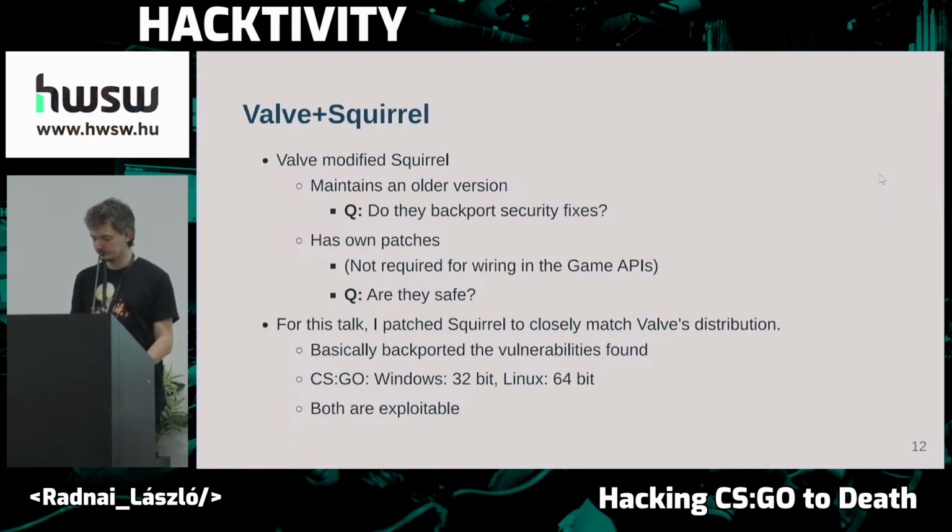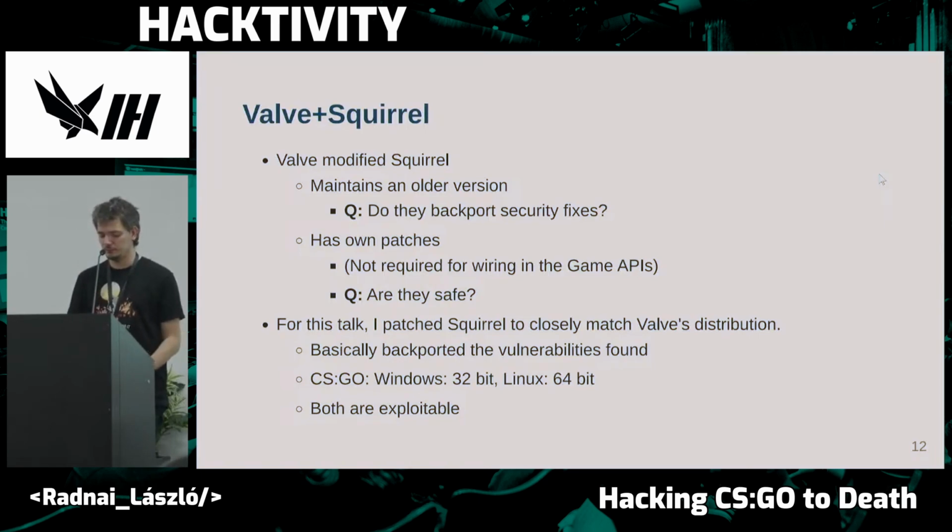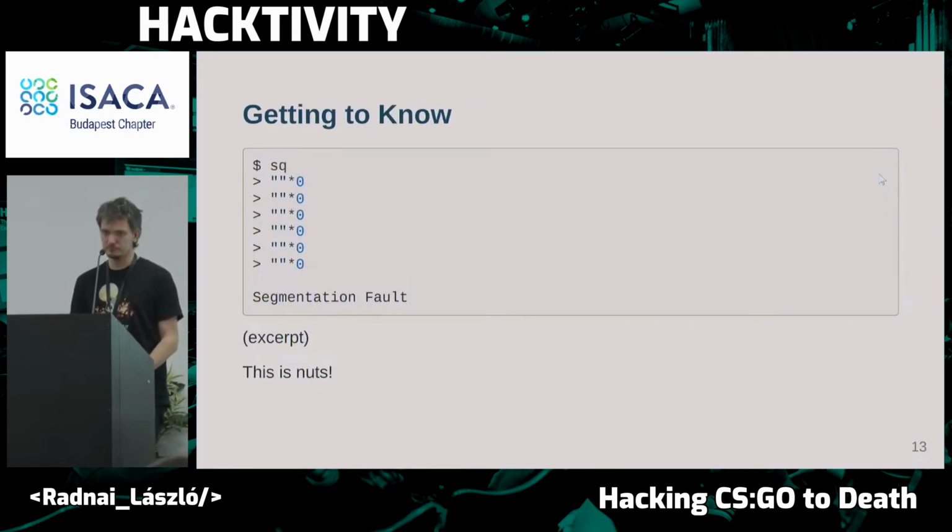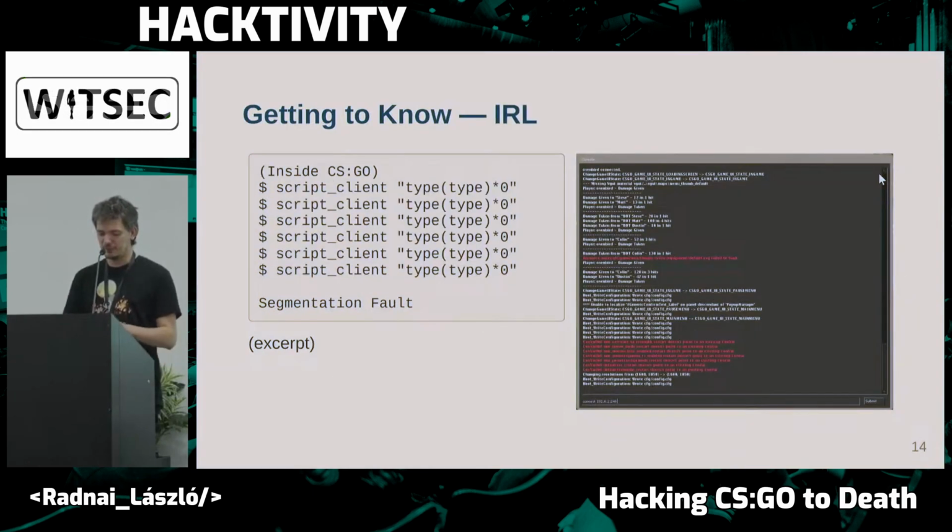When you have fun playing with Squirrel, note that on CSGO, the Windows version is a 32-bit build, and on Linux, this is a 64-bit build, but both are exploitable. When I was getting to know this whole Squirrel stuff, I found that it's really easy to crash Squirrel. This was surprising. This is not what happened in real life.